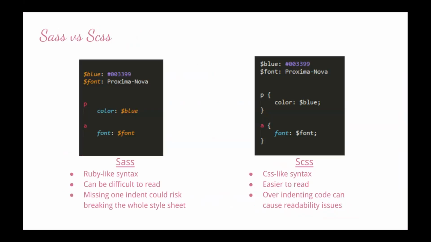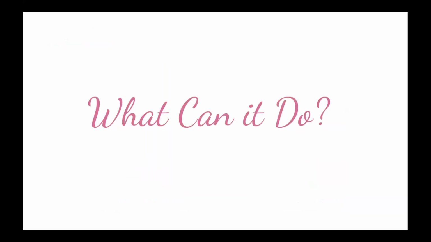Now, with SCSS, it's CSS-like, so it's really easy to follow. It's easier to read because you have your curly brackets and your semicolons that you typically have in CSS. However, over-indenting can cause readability issues. If you go down like 30 indentations, you're going to get a little lost in your code and it's not going to look so pretty.